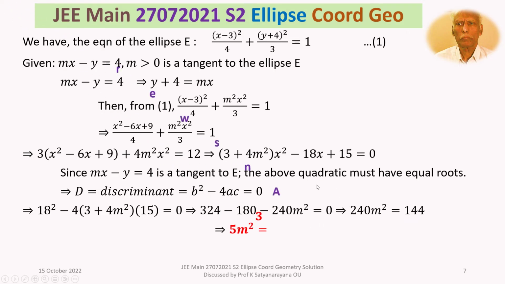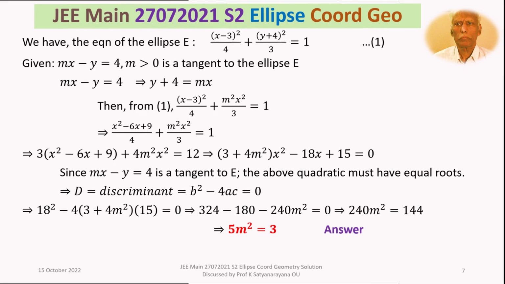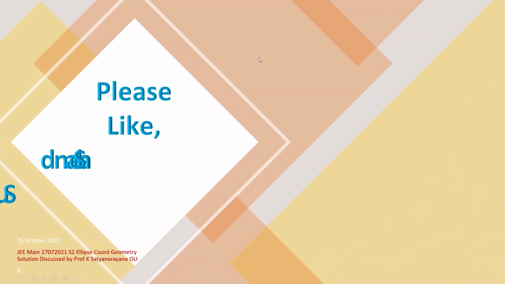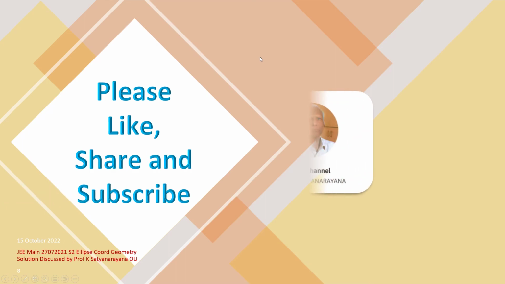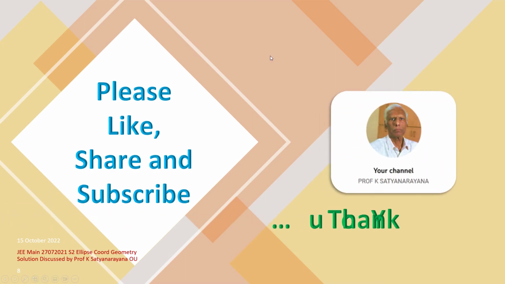From this we get 5m² = 3, and that is the answer which we are supposed to find. So what is the value of 5m²? That's the question asked, and we got 5m² = 3. That's our answer. That is the discussion of the solution of the problem from coordinate geometry, based on the concepts of the ellipse, and I am sure that you have understood the solution of this problem. I wish you all the best. Thank you.